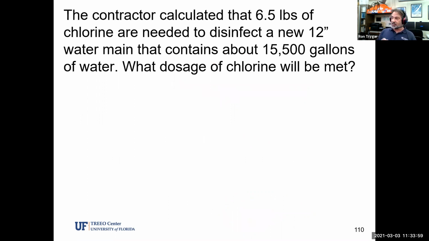A contractor has calculated that 6.5 pounds of chlorine are needed to disinfect a new 12-inch water main that contains about 15,500 gallons of water. What dosage of chlorine will be met? So what will the dosage be if we used these numbers? What we're going to do is check and see, is the contractor going to get us to that 50 part per million dose if that's what we're trying to get? Let's just see how this would work.